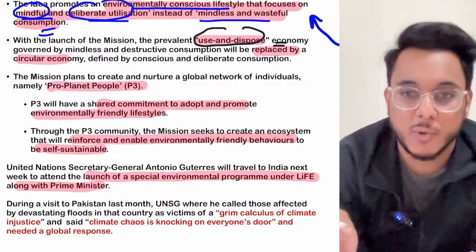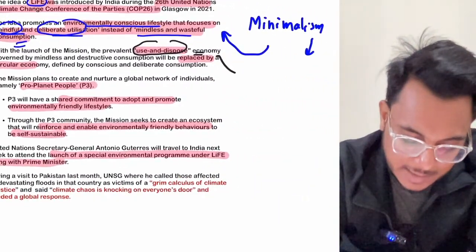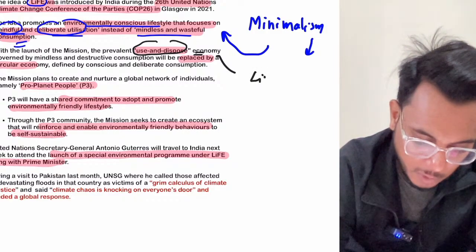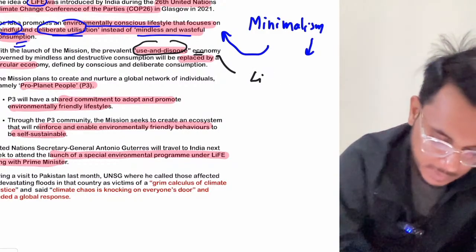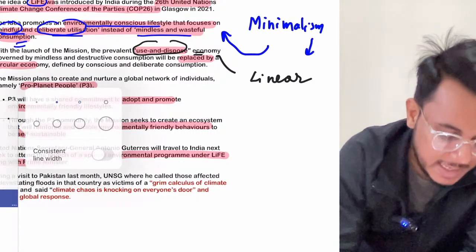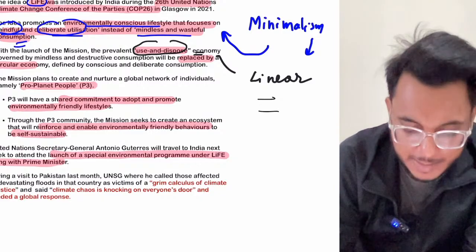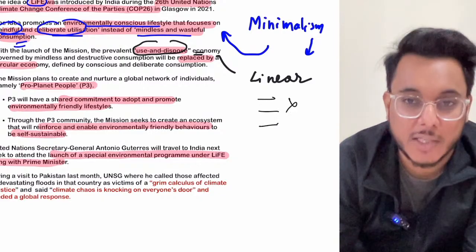In this LiFE movement, we will move beyond the use and dispose economy. This use and dispose economy is sometimes also called the linear economy. Now, what is a linear economy? In a linear economy, a good is manufactured, you use that good, then you throw it away. Just end of the story.